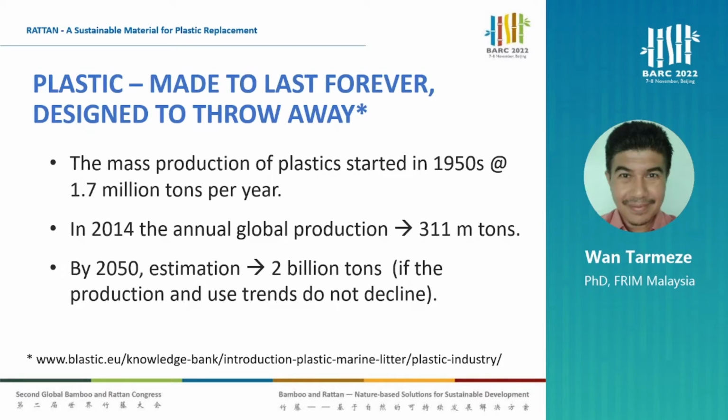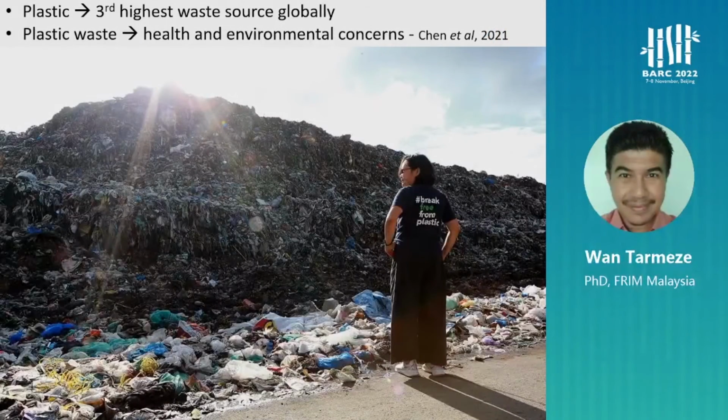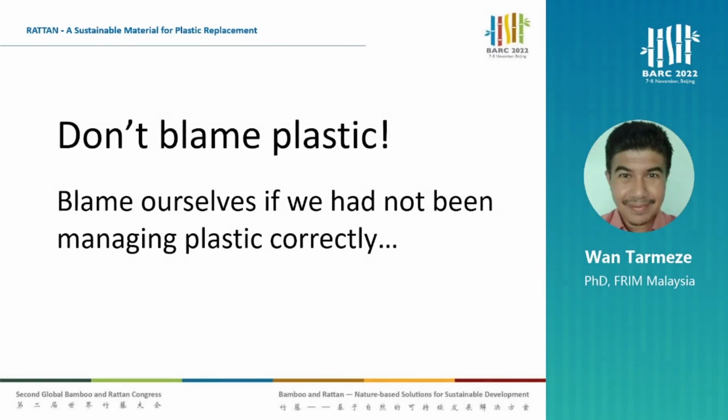Fast forward, in 2014, the global plastic production was 311 million tons. And if we do not change the rate of plastic production and usage trends, the annual production will reach 2 billion tons in 2050. And we are going to have more and more of these mountains of plastic waste. I do not want to elaborate on this situation, for I believe everybody has known about it.